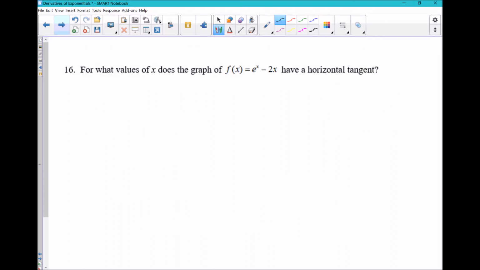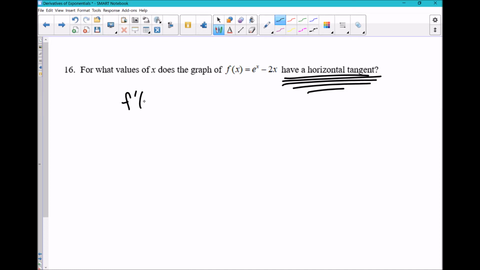All right. Next one, like I said, feel free to try this one on your own. We're going to take the derivative and basically set it equal to 0 because it says, where does it have a horizontal tangent? Now, just so you know, e to the x will never have a horizontal tangent. As it approaches negative infinity, it will approach 0. But when we minus the 2x, that introduces the additional component where it might indeed change direction at some point.